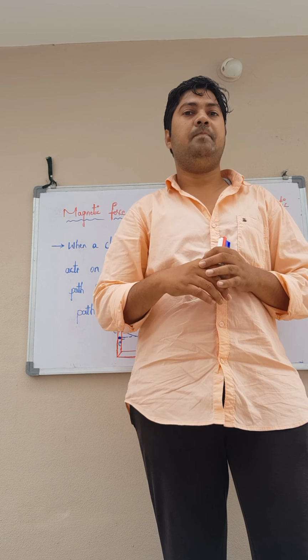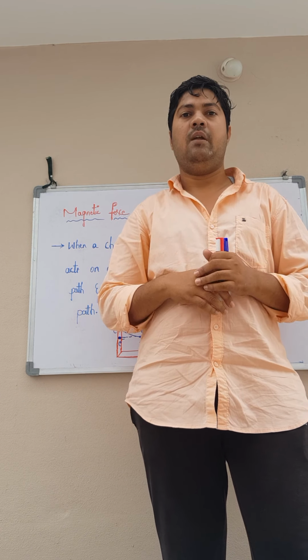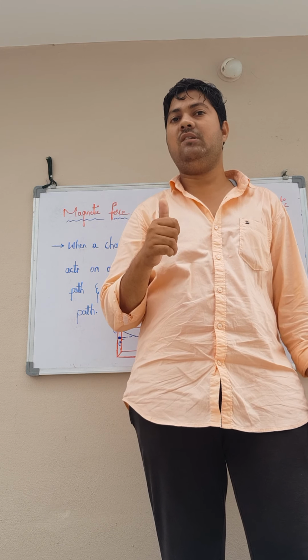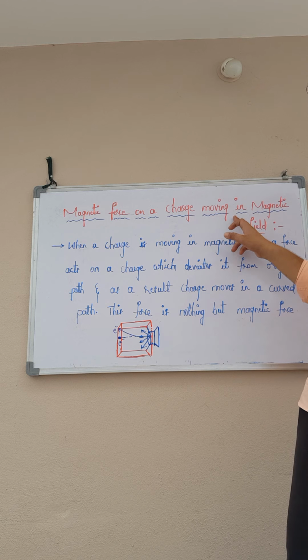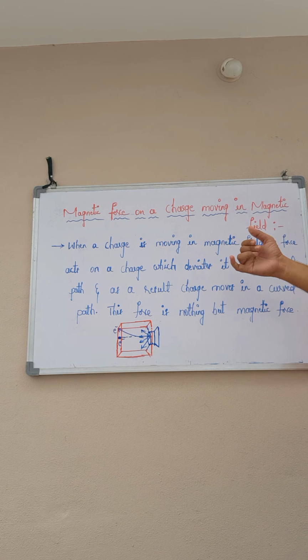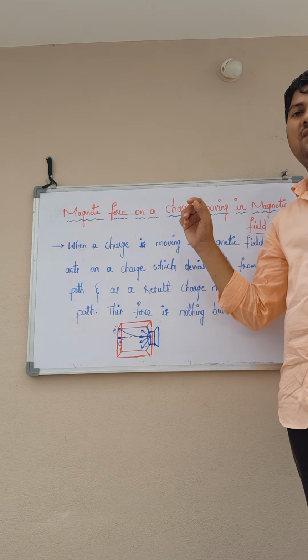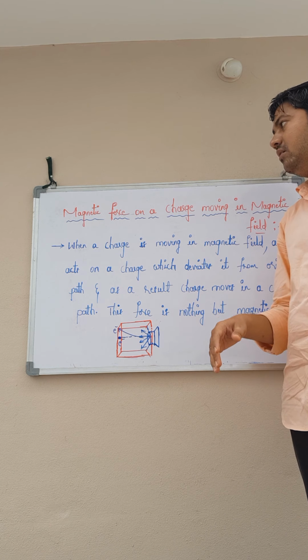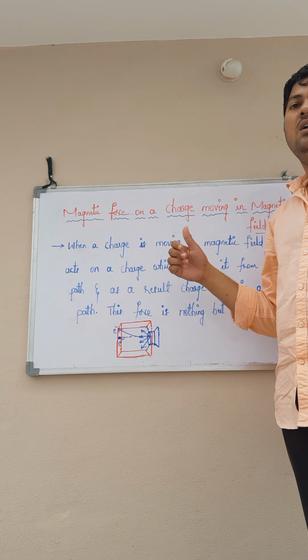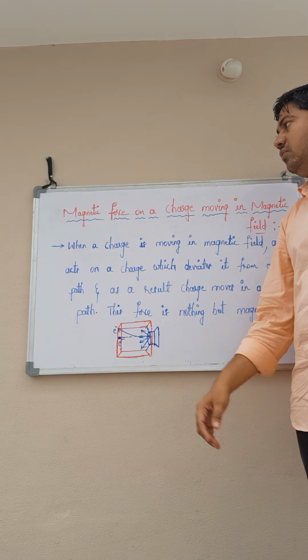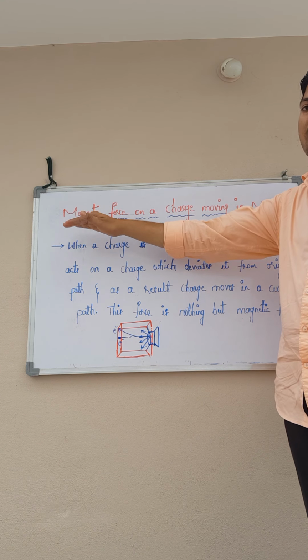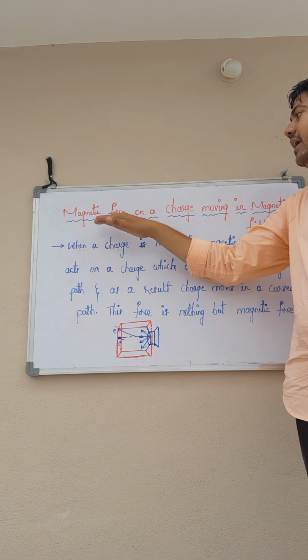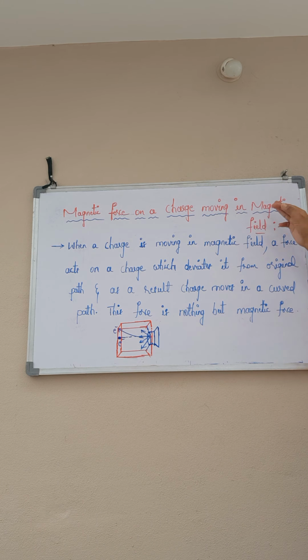In this part 3, I am going to explain two important things. First one is magnetic force acting on a charge moving in a magnetic field. And second one is magnetic force acting on a current carrying wire. So these two things I am going to discuss in this part 3. So first, let us go to the first important point, first important analysis: magnetic force on a charge moving in a magnetic field.